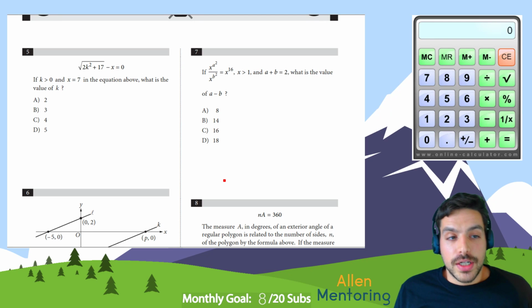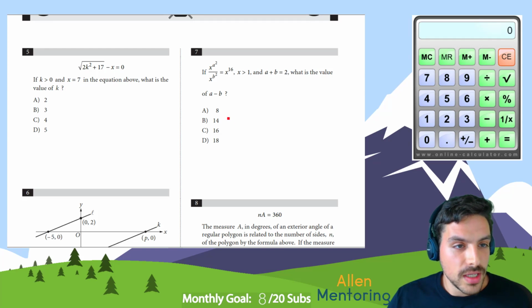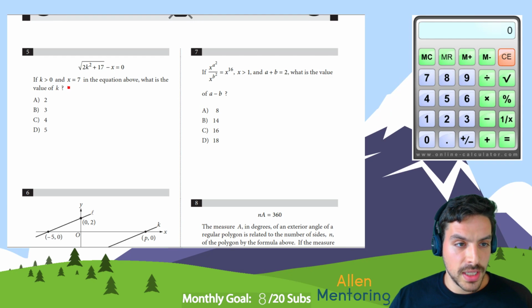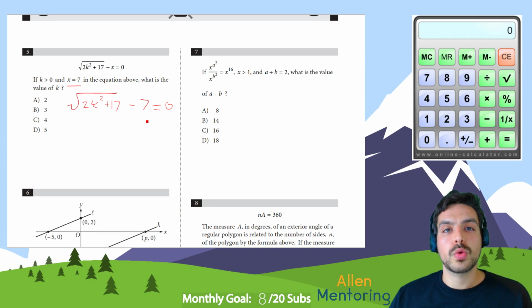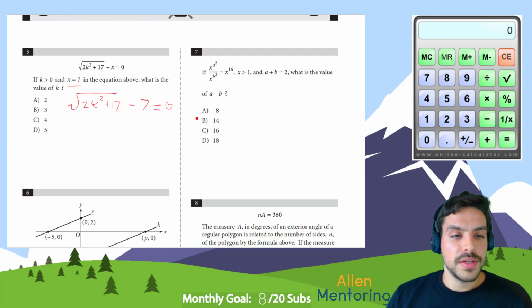If k is greater than 0 and x is equal to 7, what is the value of k? All right, so we are trying to solve this equation involving a square root sign. And actually they tell us x is 7. So we can rewrite this as the square root of 2k squared plus 17, minus 7, because x is 7, is equal to 0. And the way that you want to solve square root equations is you want to have the square root on one side and everything else on the other side. So in this case, I want to move this 7 to the other side.